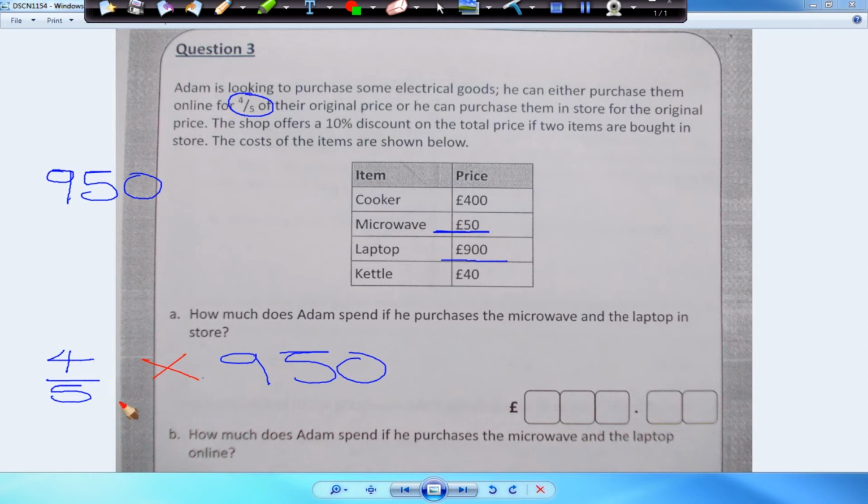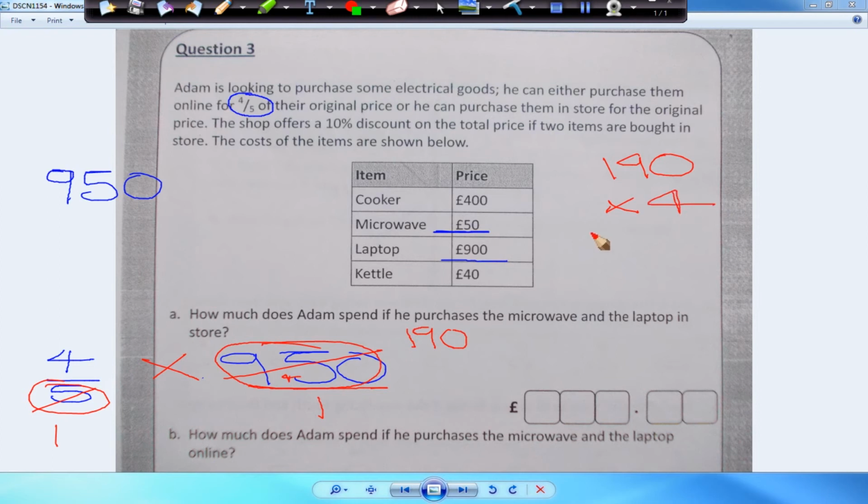Okay. So since we've got it now as a fraction here, we can cancel. So 5 divided by 5 is 1. So you have 950, divide that by 5. So how many 5s go into 9? 1. Remainder 4. How many 5s go into 45? 9. And then the answer should be there, and the top should be 190. So we've got 4 times by 190. So I'm just going to do it over here. So space here. 190 times by 4.